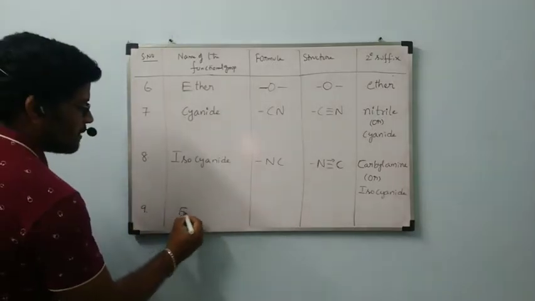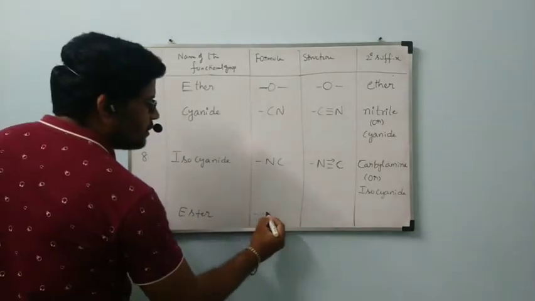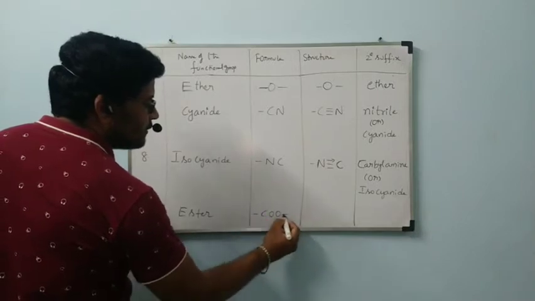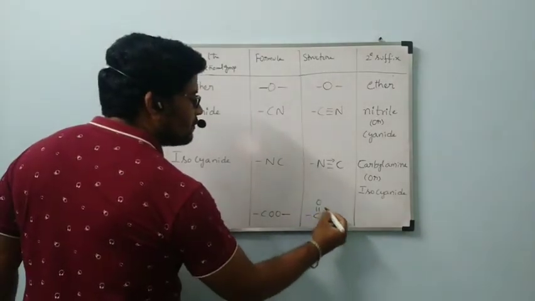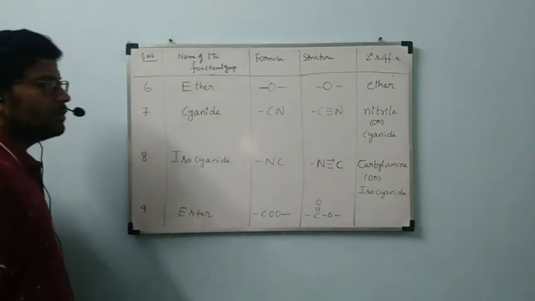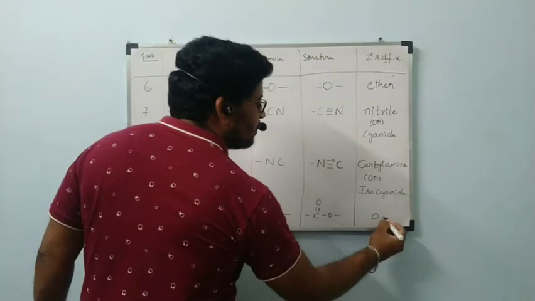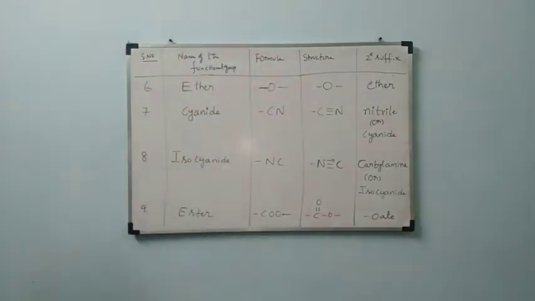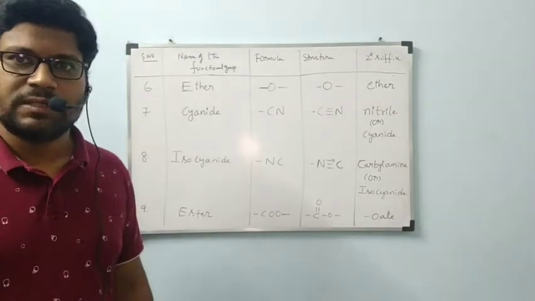Name of the functional group: ester. Formula COO, like this we will write. Structure: C double bond O, O bond. Okay. Secondary suffix: oate. Ethanoate, methyl ethanoate, like that you will get names. At the time of functional groups we will see.